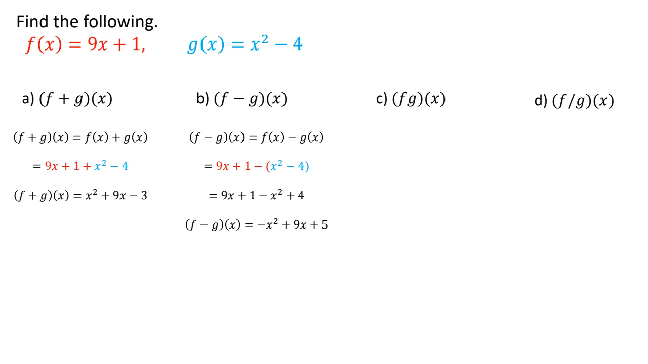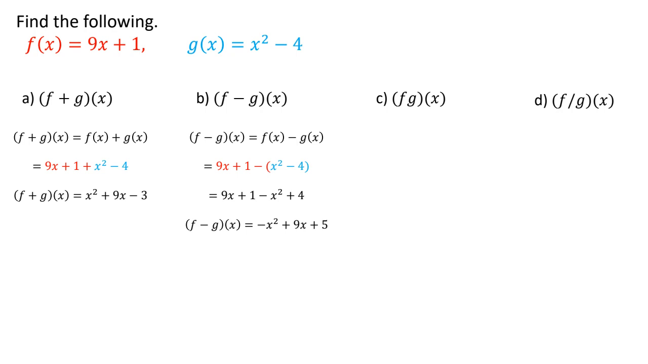To drop the parentheses, I'm going to distribute that negative. A negative times an x squared is a negative x squared. A negative times a negative 4 is going to give me a positive 4. Now I can combine my like terms, and again, just as before, I only have two like terms, my constants, the plus 1 and the plus 4. When I add them together, it gives me the plus 5. So my solution is minus x squared plus 9x plus 5. Okay.